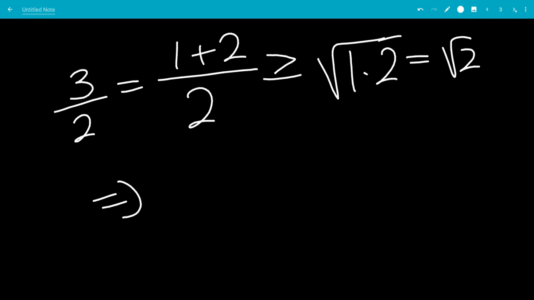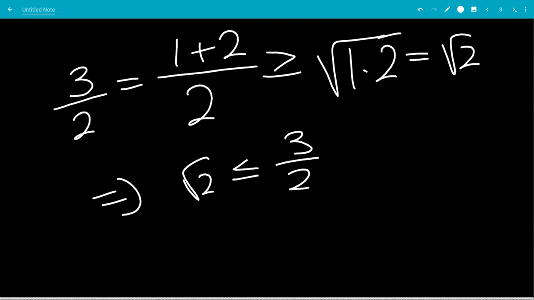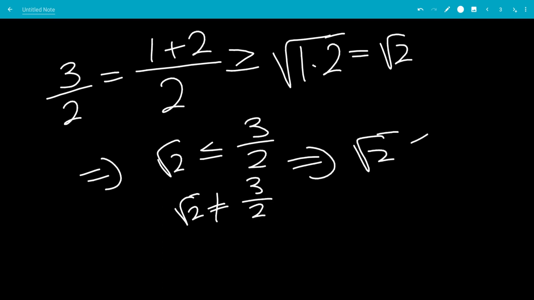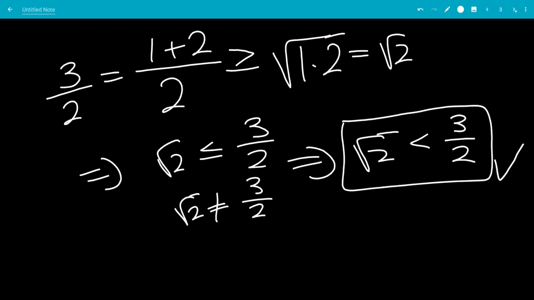So now that we have 3/2 bigger than or equal to the square root of 2, we have that the square root of 2 is less than or equal to 3/2, which is almost what we want to show, but the square root of 2 is not a fraction, it's not rational. So we know that the square root of 2 is not equal to 3/2, and both of those mean that the square root of 2 is less than 3/2. And that is the end of our proof, and that's the end of the video.